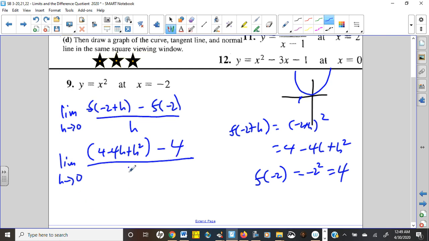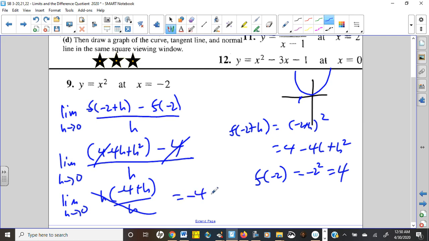So what are we going to have here? We're going to have some 4's that cancel. I'm going to be able to factor out an h. And that's always the goal with these polynomial problems, to get that h to cancel so that I can evaluate this as -4 plus 0, or -4. Remember, we thought there should be a negative slope up here. And sure enough, there was.